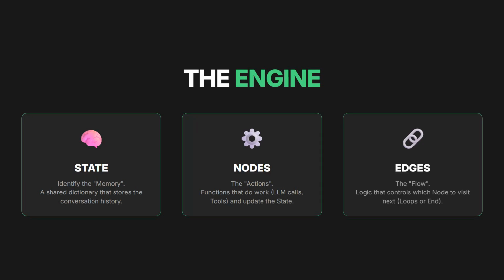And third, the edges. This is the control flow. Edges define the rules for moving from one node to another, allowing us to create loops and conditional paths. Let's build a simple state graph to see how this works in code.